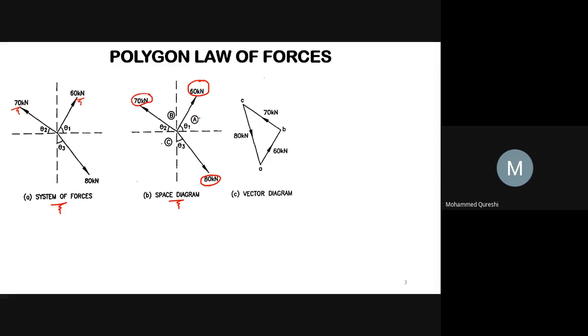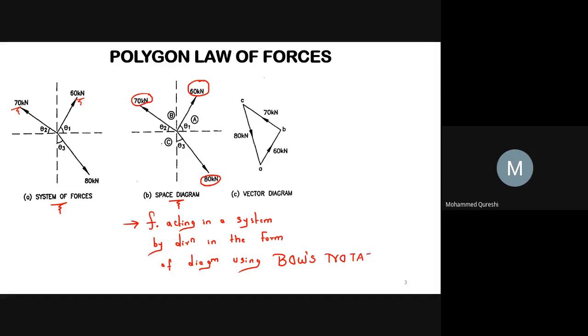If these forces acting in a system are represented by direction in the form of a diagram using Bow's notation, then the diagram is known as space diagram.